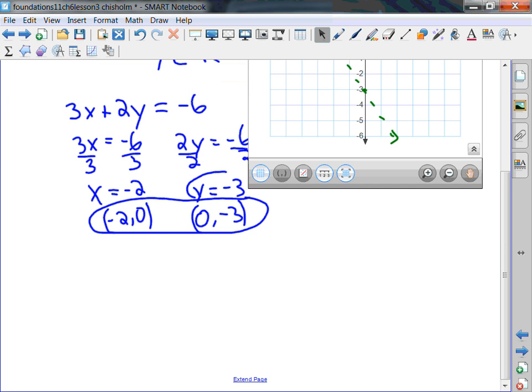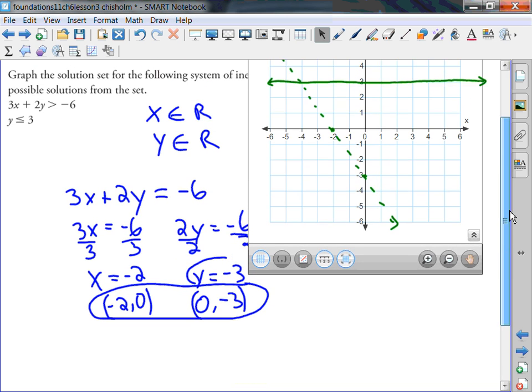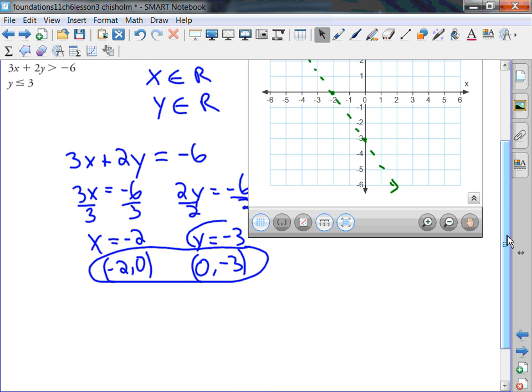For the first inequality, 3x plus 2y is greater than negative 6. We'll check out our origin. So we'll go 3x plus 2y should be greater than negative 6. We'll substitute 0 and 0 for x and y at the origin. It's right there.